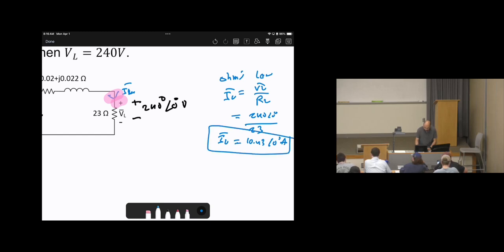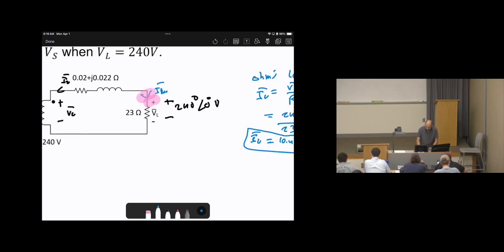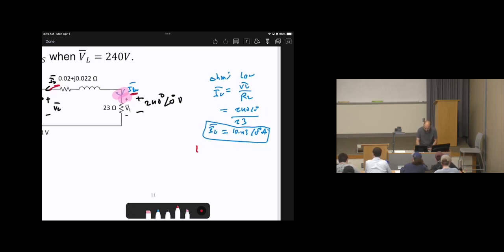Then what's the relationship between IL and I2? I load and I2 are in the opposite direction, and opposite direction means a negative sign. So we can say I2 equals negative IL bar. Therefore, the negative sign means 180 degrees phase shift. So it will be 10.43 angle 180 degrees amperes. So that's I2.